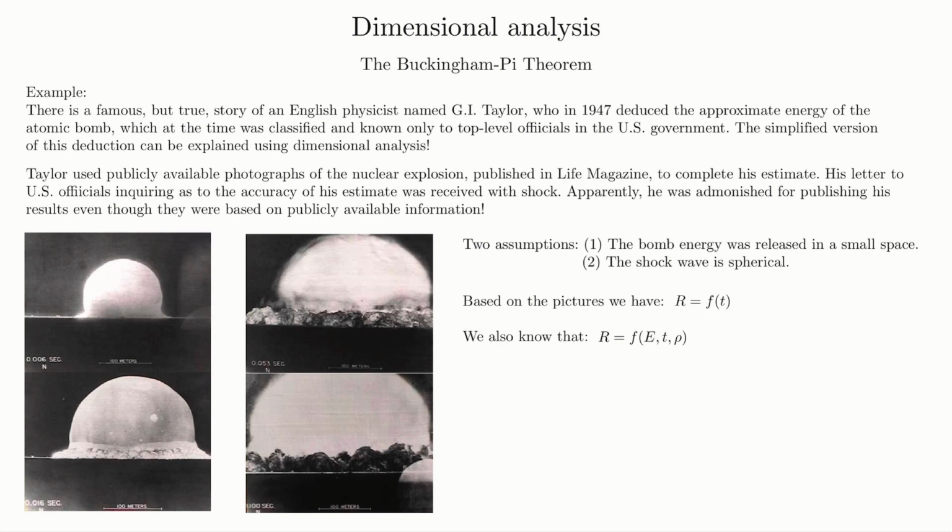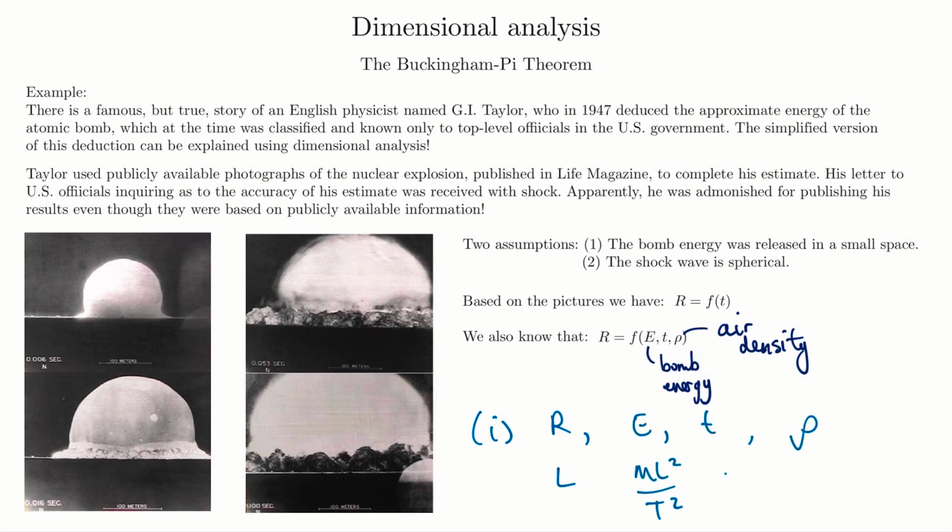But we also know that the radius is going to be a function of the bomb energy, time, of course, and the density of the air. The density of the air that it's traveling through is going to change the size of that sphere. Okay, so those are our variables. We have 4 of them: R, E, t, and rho. 3 dimensions: M, L, and T. So 4 minus 3 is 1. We're going to end up with 1 dimensionless parameter.